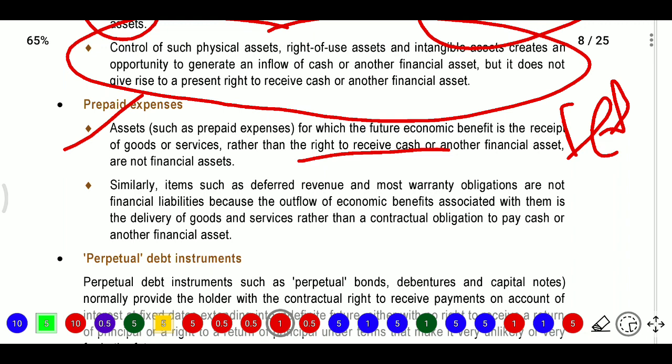And after that, similarly, deferred revenues and most warranty obligations are not financial liabilities, because the outflow of economic benefits associated with them is the delivery of goods and services rather than a contractual obligation to pay cash or another financial asset.